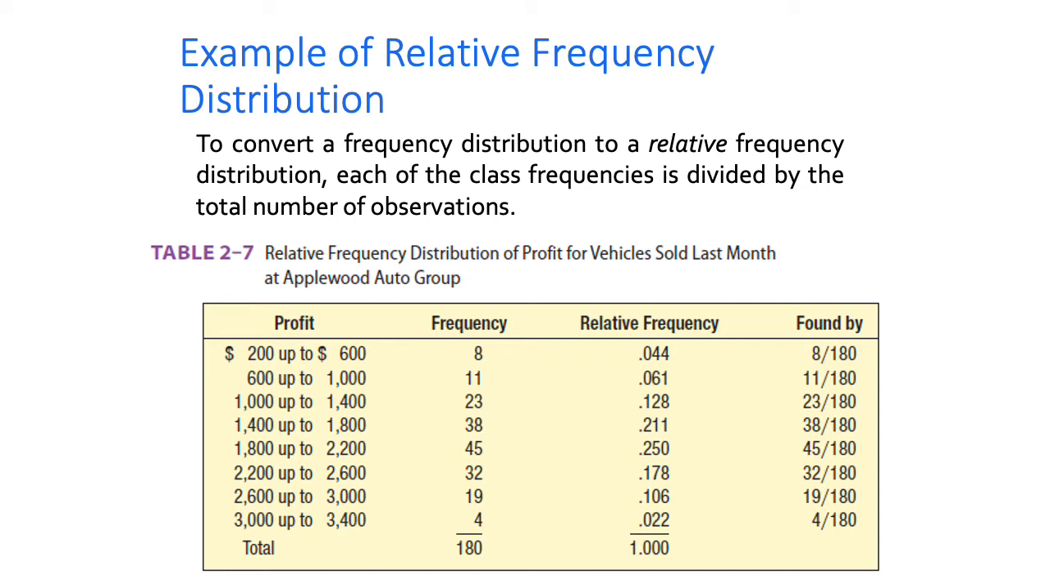So you can see that 4.4% of the data is represented by the first class. And what's our biggest class? Well, that would be this class here, 1800 to 2200. This represents 25% of our observations within that class. So what is that telling us? It's telling us that 25% of all the cars sold generated a profit between 1800 and 2200. Let's see this in graphic form.